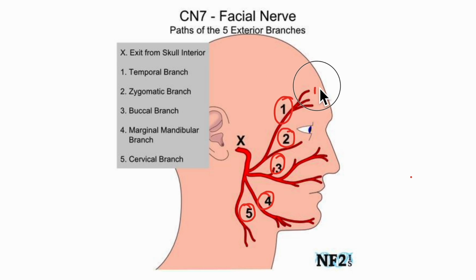It supplies the frontalis muscle, the auricular muscles and also the orbicularis oculi muscle. The second branch, that is the zygomatic branch, mainly supplies the orbicularis oculi muscle, that is mainly the lower eyelid part. The third branch, that is the buccal branch, supplies the muscles of the cheek and the upper lip. Then comes the marginal mandibular branch that mainly supplies the muscles of the lower lip, and finally we have the cervical branch that supplies the platysma muscle.